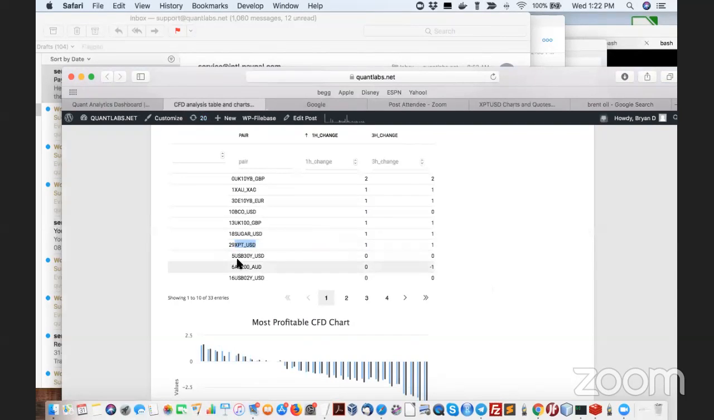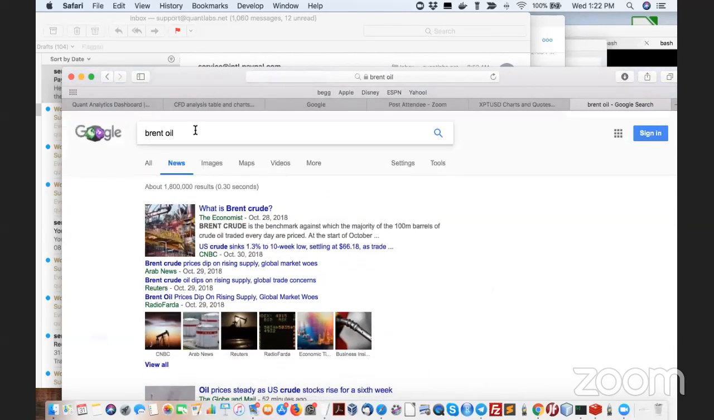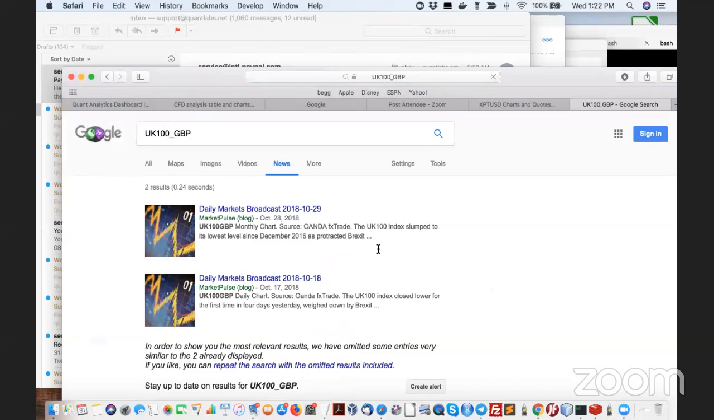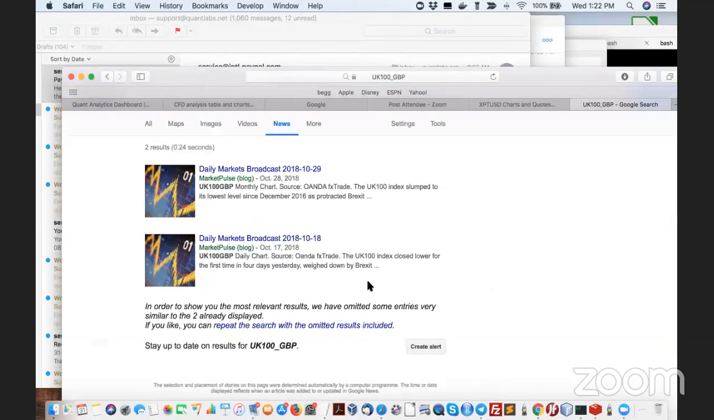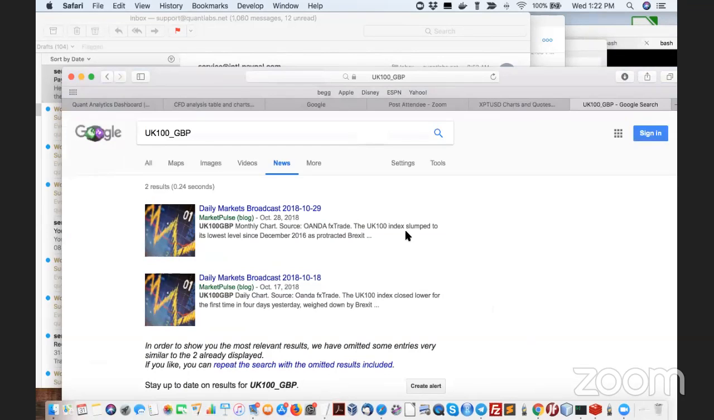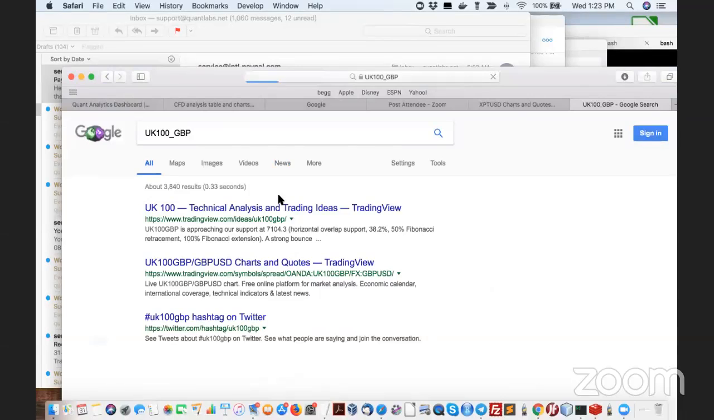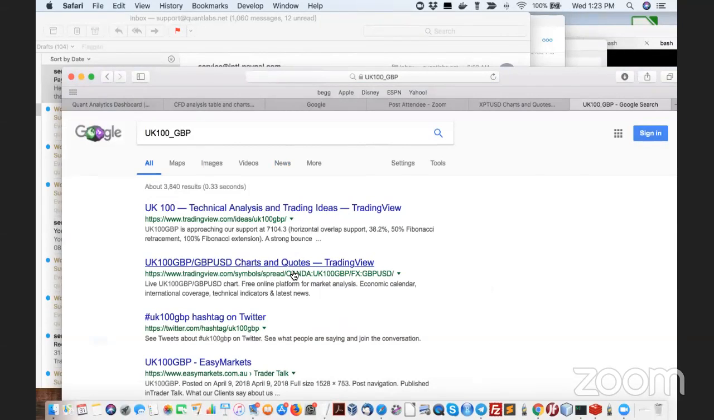Now it comes back to the defensive plays of the bonds here, the US 30-year Treasury and the 2-year, but it's hardly moving comparative to sugar. The UK 100 has done okay as an index. Let's see here. That's an Oanda source. Interesting about that, where it has gone up.